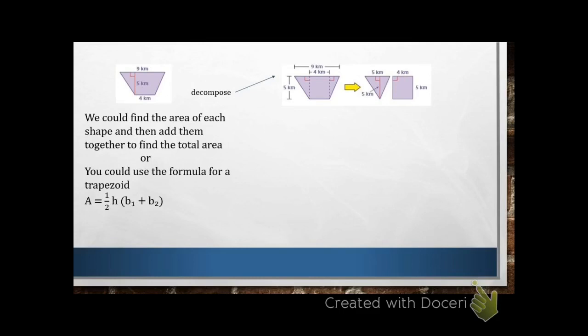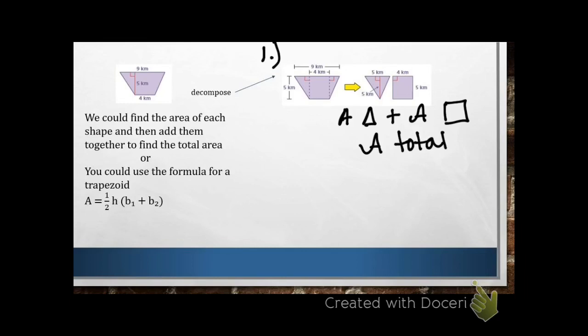We could find the area one of two ways for this trapezoid. We could either break it down. This would be one way to find it. You could break the shape down and we could make it a rectangle and a triangle. We would add the area of the triangle plus the area of the rectangle together, and that would give me the total area of that shape.